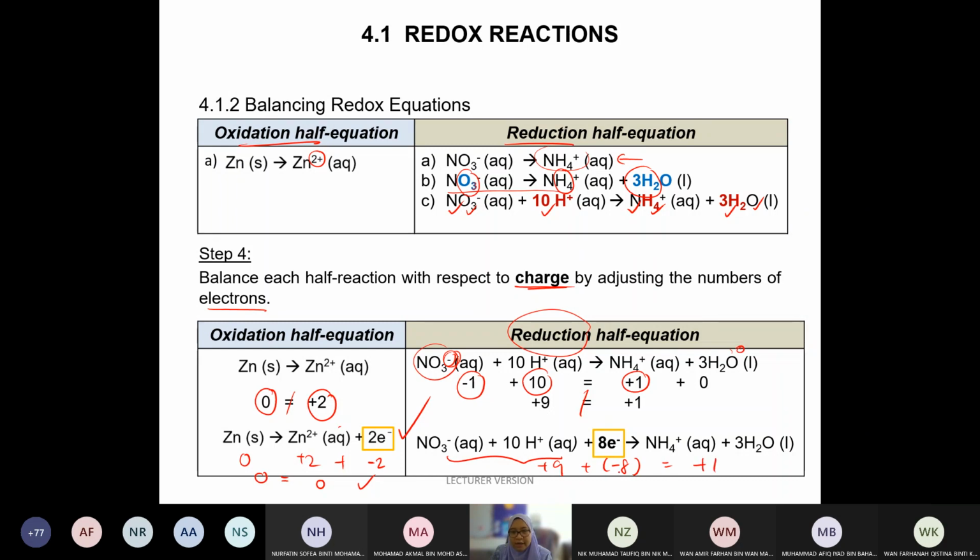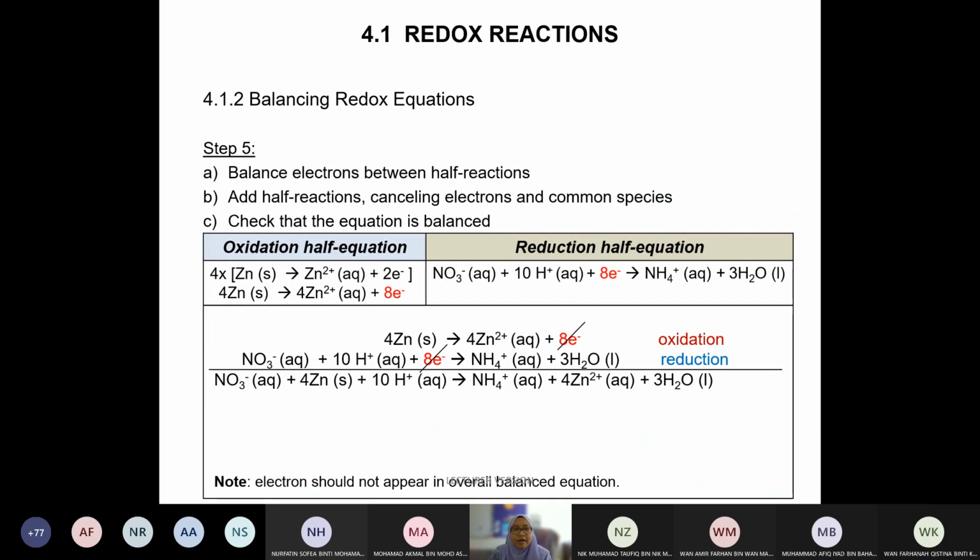So positive 1 minus negative, positive 9 minus negative, sorry, positive 9 plus negative 8. Kita akan dapat positive 1, which is the same on the product side. So it is now balanced. Okay, alright, dah balance. Barulah kita nak kena balance electron between half equation.